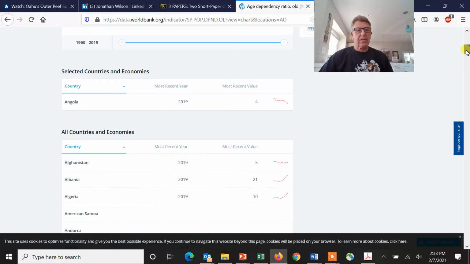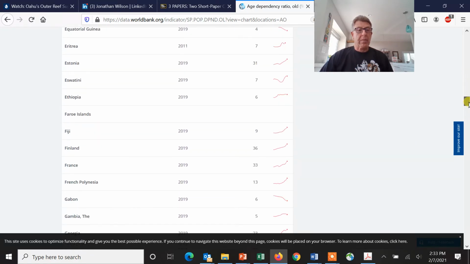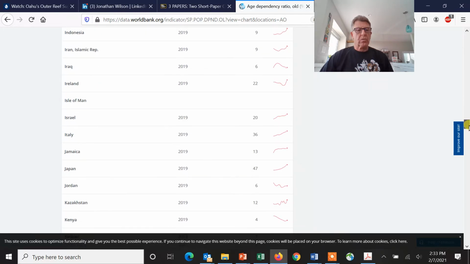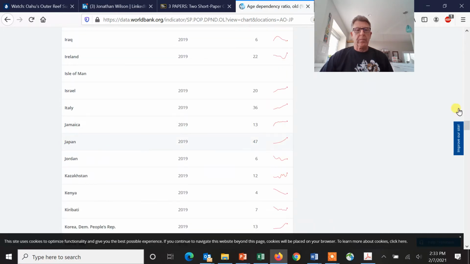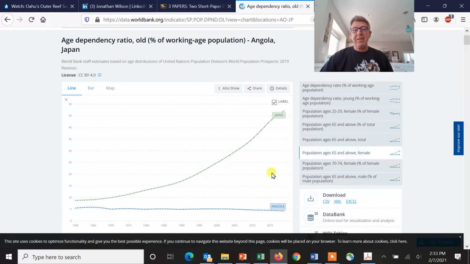Now let's take a look at a country that we've heard a lot about. Japan. Bam. How does Angola compare to Japan? Big difference. You see that? A lot more old compared to working people in Japan. They've got a problem, compared to Angola.